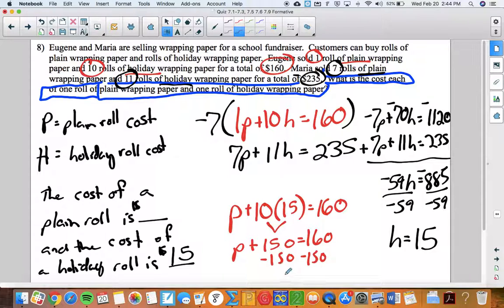That'll tell me how much a plain roll costs. P represents the cost of a plain roll. And it's $10.